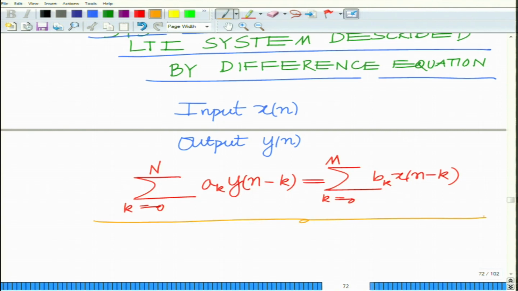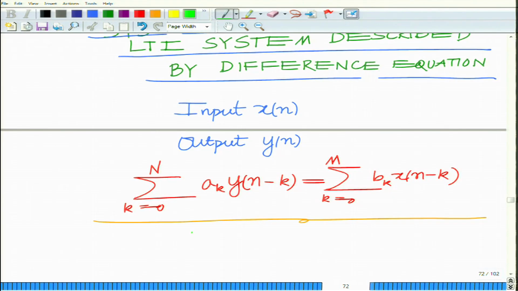Now, typically for a continuous time LTI system we have a differential equation, correct. We have seen the summation of a_k times the kth derivative d^k y(t)/dt^k equals the summation over k from 0 to M of b_k times the kth derivative d^k x(t)/dt^k of x(t), that is a differential equation, correct. This is a difference equation for discrete time signals, okay.